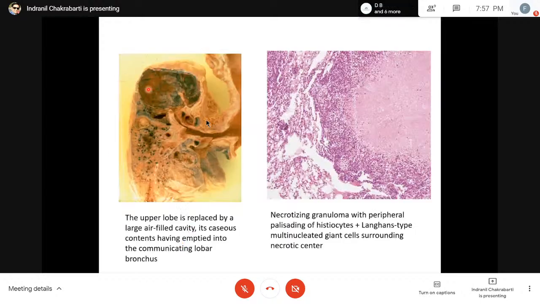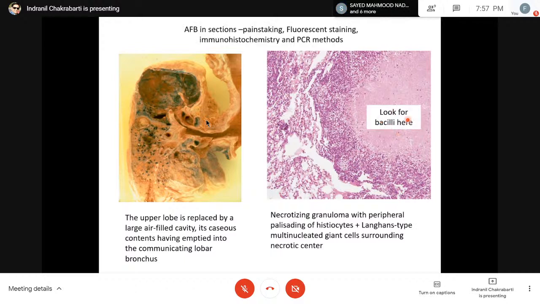So here you can see the fibrocaseous cavitation in the lung apex, which is part of the post-primary tuberculosis. We all know this is the characteristic picture of caseous necrosis with palisading histiocytes, Langhans type giant cells, which are multinucleated giant cells surrounding this necrotic center. It's very difficult and tedious to search for acid fast bacilli in tissue sections, but you should always try to look within the caseous necrosis. Though it's painstaking, other methods like fluorescent staining, immunohistochemistry, and PCR methods can be employed for detection of tuberculosis.